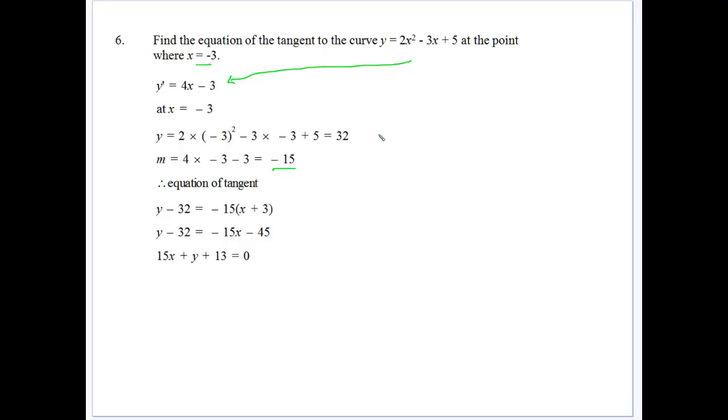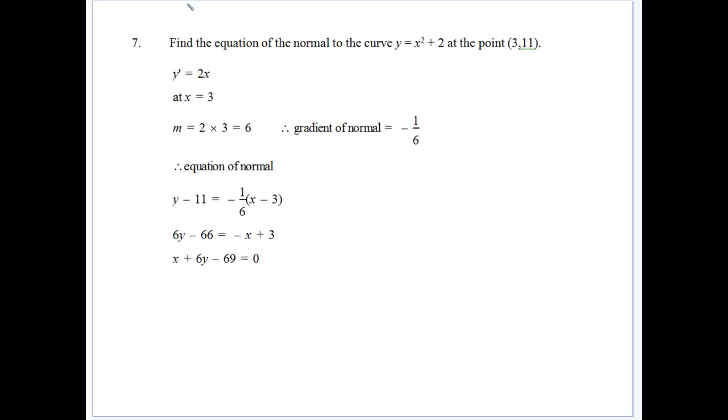So we get our gradient, and we've got our point (minus 3, 32). And when we sub it in, the x minus minus 3 gives us x plus 3. With a gradient of minus 15, it's y minus 32. Expand out, collect our terms on the one side, and we get our equation.